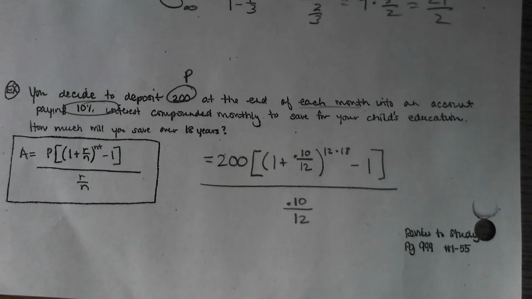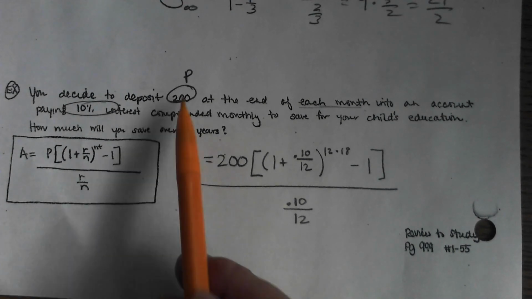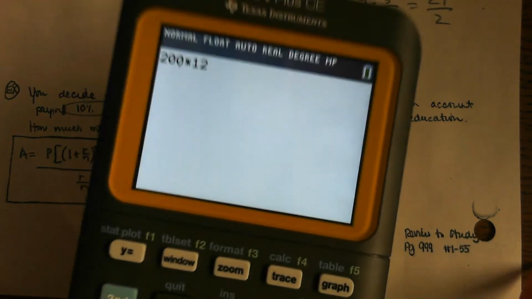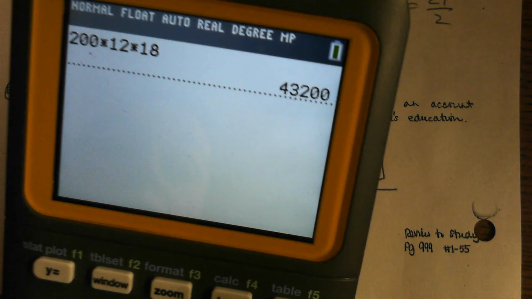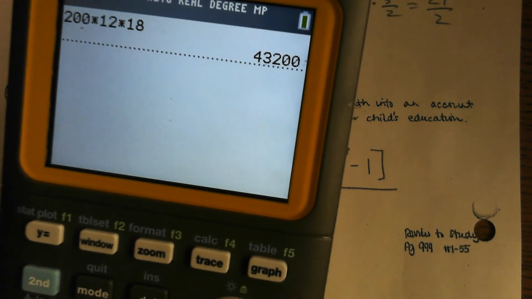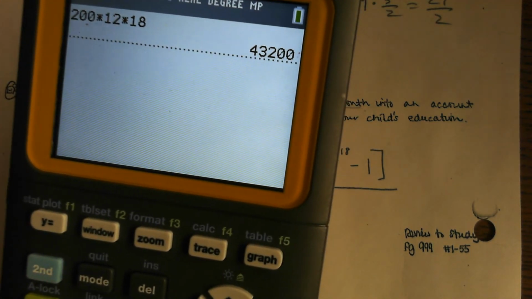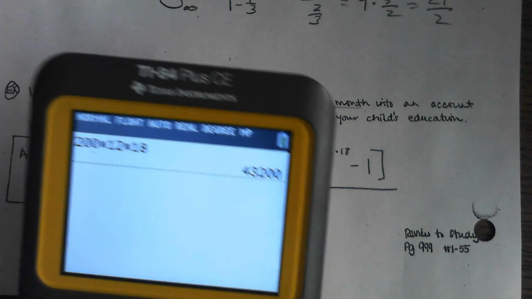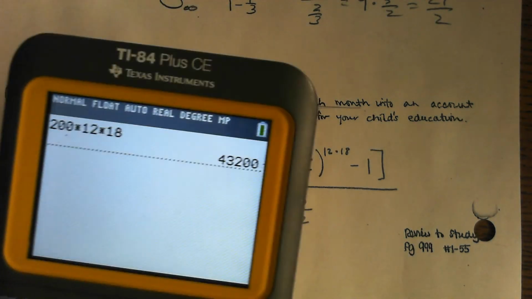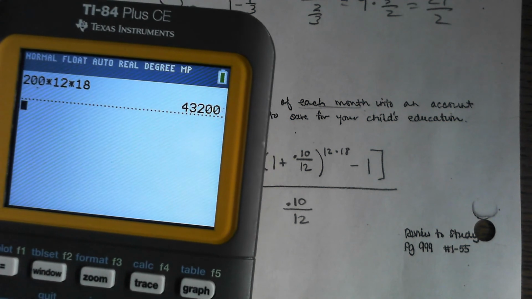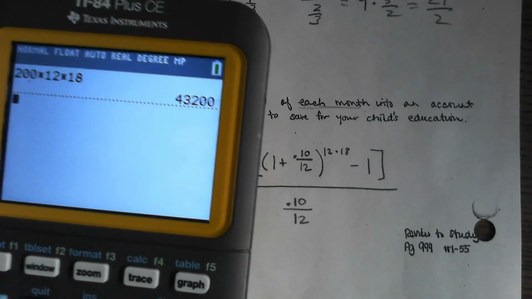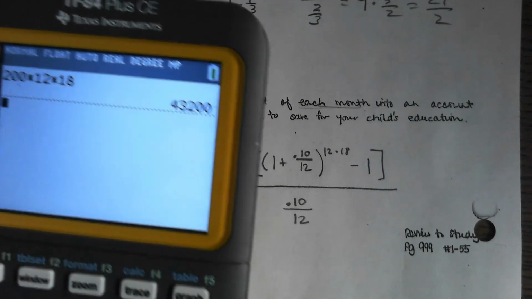Always, also, not that it's going to be a saving grace all the time, but look at your answer and see if it makes sense, right? Just roughly speaking, if I do $200 times 12 months a year times 18 years, I alone would have put $43,000 into that account. All things considered with interest, knowing that this is banking on 10%, I should get a number that's bigger than that at least, right? And if you know anything about how interest compounds over 18 years, it should be quite a bit bigger than that, I would hope.